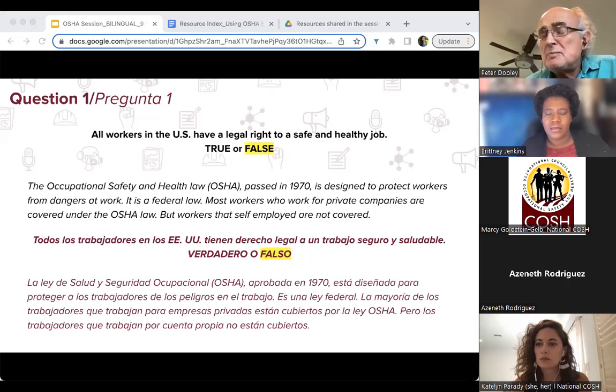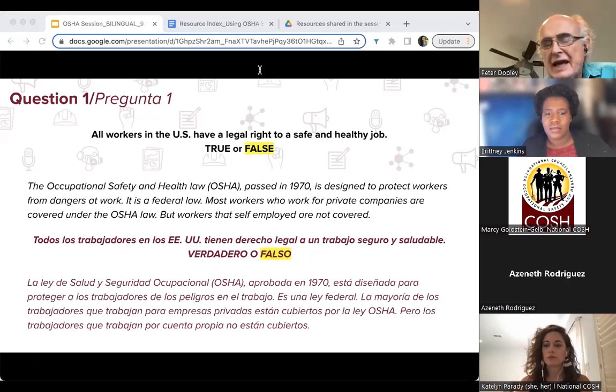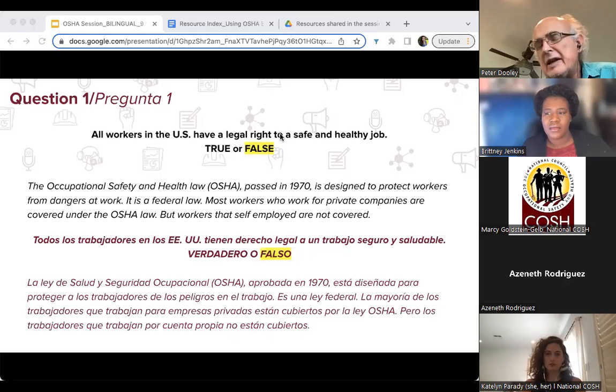And by and large, most public sector workers are not covered. But you'll see, we'll provide the full answers to these at the end of the program, a link to a document, and you'll see it spelled out better.